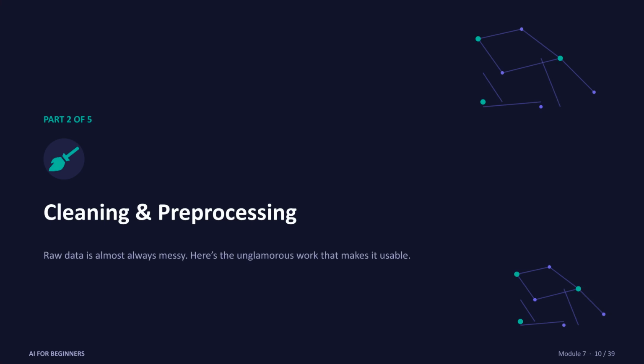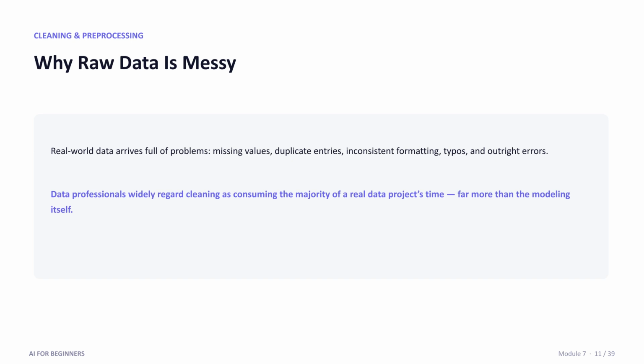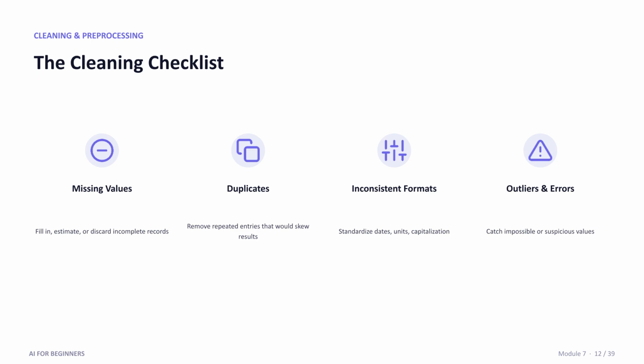Because raw data is almost always messy, we must perform the essential, unglamorous work required to make it usable for a model. Raw data is typically filled with problems like missing values, duplicates, and inconsistent formatting. Data professionals spend the majority of their project time on cleaning, which is far more extensive than the time spent on the actual modeling. A typical cleaning checklist includes addressing missing values, removing duplicate entries, standardizing formats like dates and units, and identifying outliers or errors to ensure accuracy.